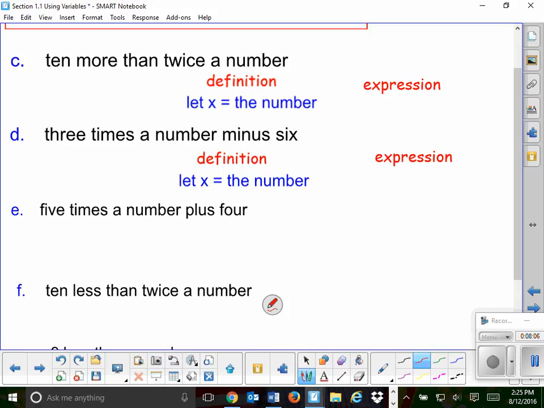All right, so these should be done. You should have let X equal the number in all of these. 10 more than twice the number would be 2X plus 10. 3 times a number minus 6.